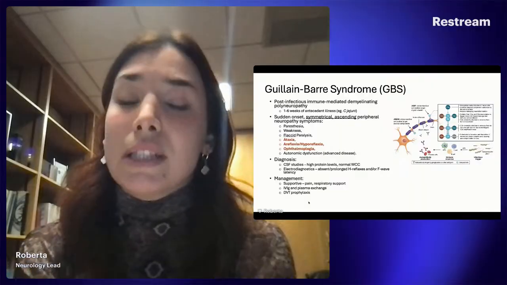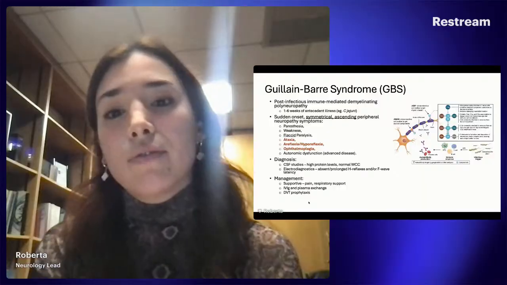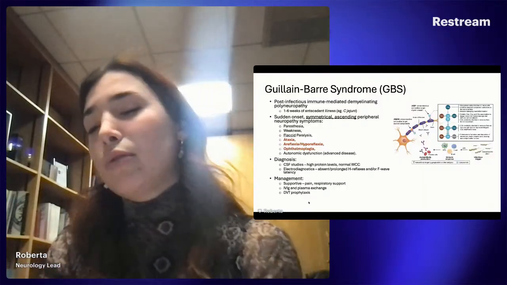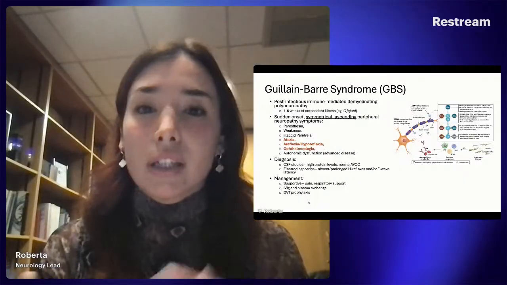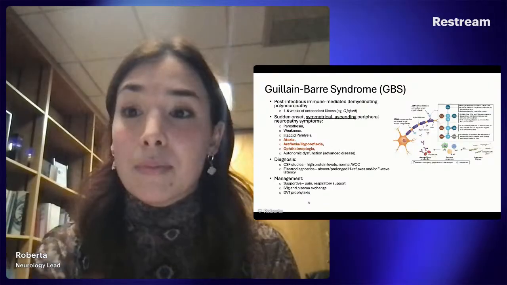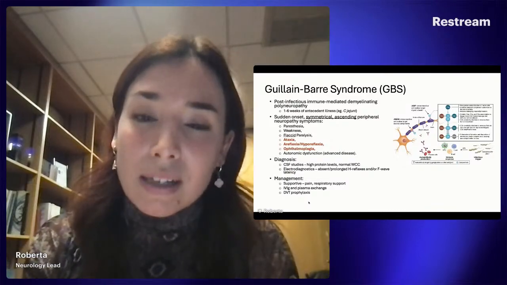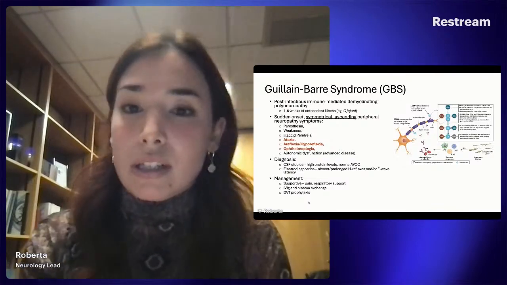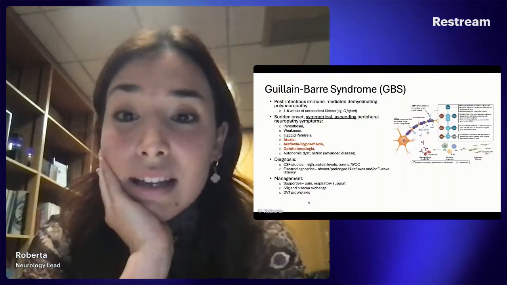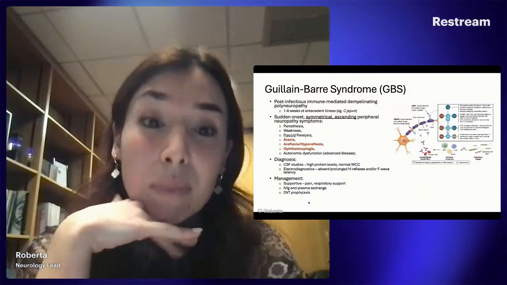It's post-infectious. We tend to see it a few weeks after, not immediately after, but a few weeks following an illness, commonly presenting with flu-like symptoms or a stomach bug initially, and then we tend to see the development of the symptoms of Guillain-Barré. One of the diseases that's most commonly linked to GBS is infection by Campylobacter, and that is due to molecular mimicry.